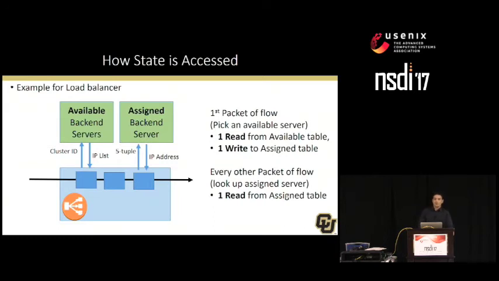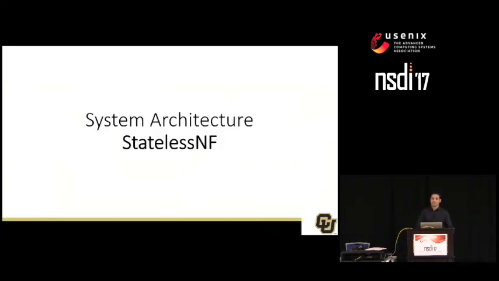Stepping back to elaborate, here we show an example of how state is accessed. This is a load balancer where there are two tables, a list of backend servers and a mapping of assignments. In the first packet of a flow, there is a read to see what servers are available, choose one, and then write the selection to the assigned table. All other following packets simply read from the assigned table. After examining different advances in recent technologies, we decided to build a complete system to show how stateless network functions can be deployed. We call our system StatelessNF.